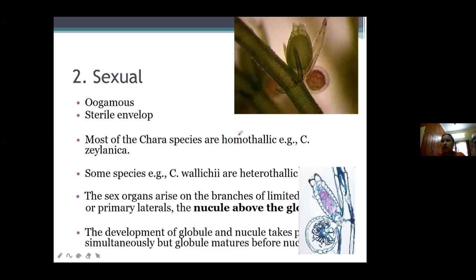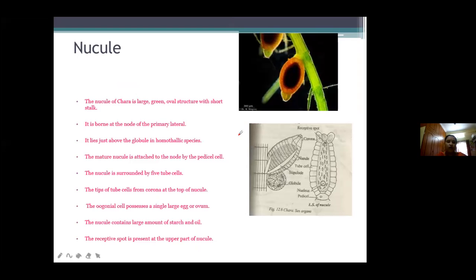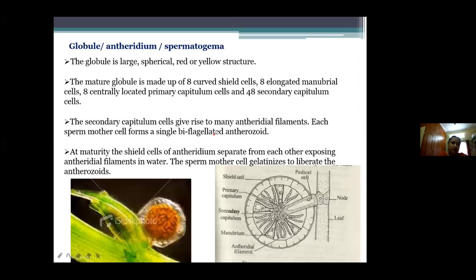Next one, what is the development of the globule and nucule? Globule means antheridium, and another name for globule is spermatangium. Both names are the same. Tell me what are the names? Once again tell me. Antheridium, spermatangium.